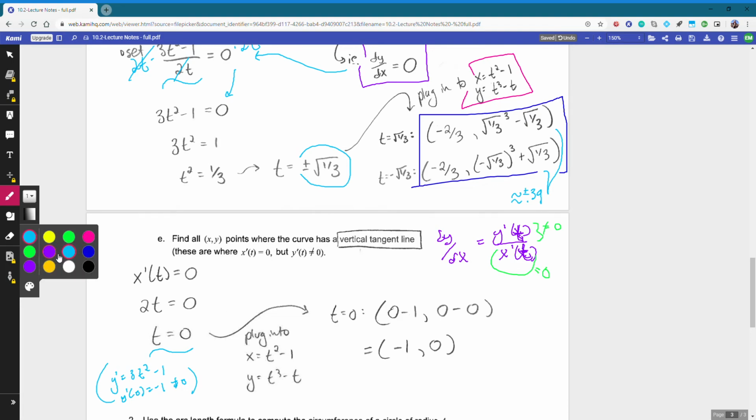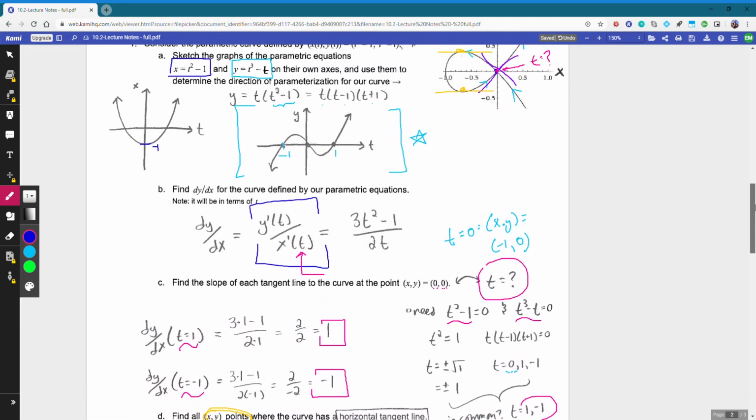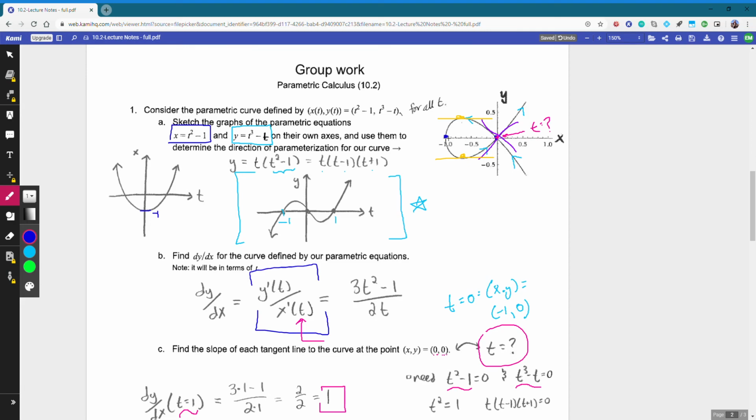To get our xy point, we just need to take our time and plug it into our parametric equations. Right? And this is the point that we've done before. Minus 1, 0 is what we get. And indeed, quick sanity check. Minus 1, 0 is right here on the left. And indeed, the tangent line there is vertical. Okay, so that's it for playing around with this parametric curve.